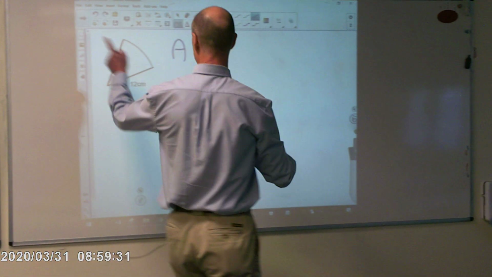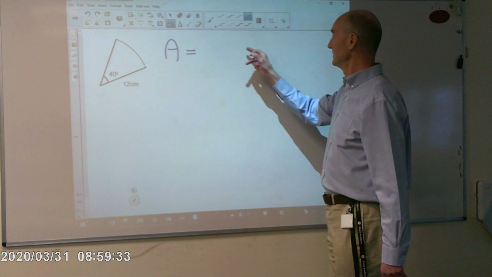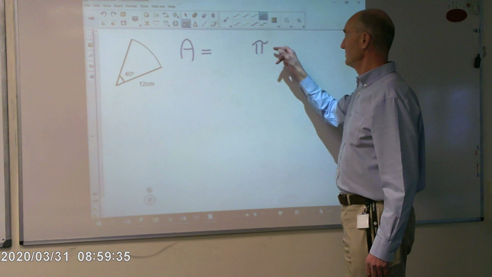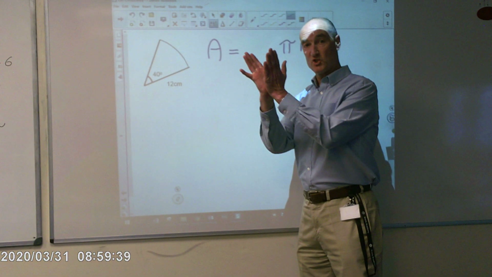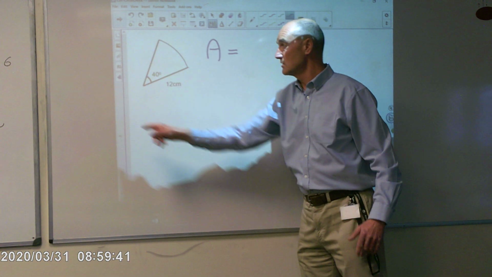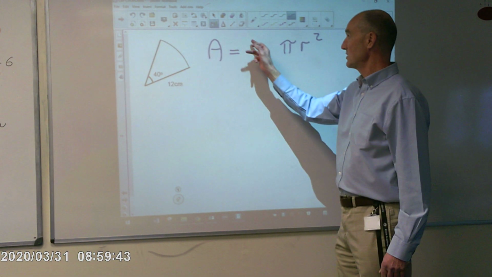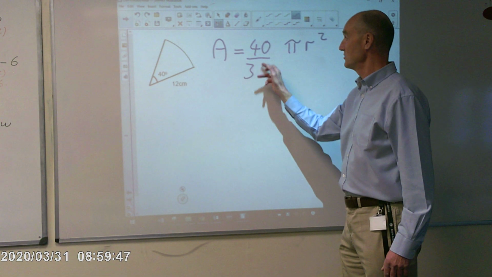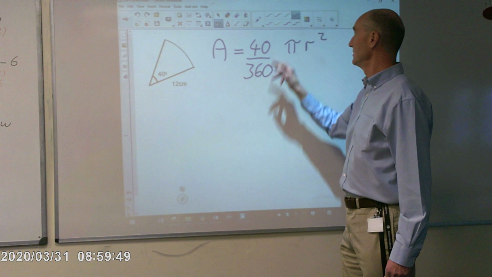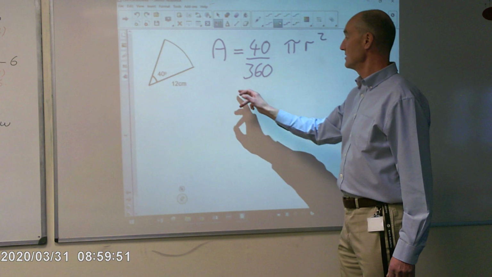The area of the whole circle, pi r squared. But we're only talking about a slice of that whole circle. We've used up 40 degrees out of our 360. So let's write all our values in again.